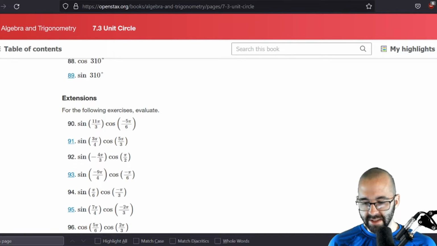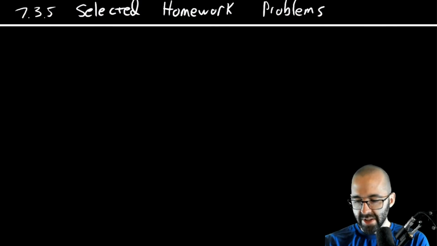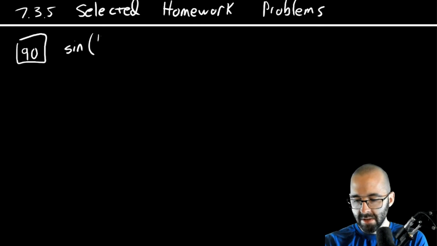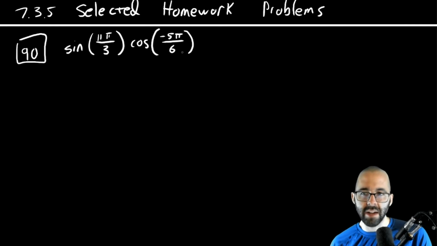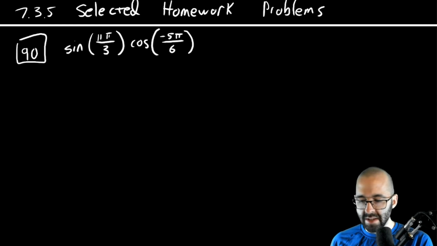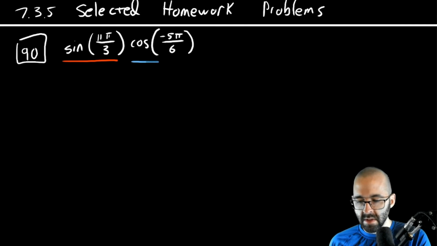For the following exercises, evaluate sine of 11 pi over 3 times cosine of negative 5 pi over 6. So that's going to be sine of 11 pi over 3 times the cosine of negative 5 pi over 6. And again, you could just type this into a calculator and get an approximate answer. But if you want an exact answer, it's a little bit more involved. So let's look at both of these separately. Okay, let's do this one in red and this one in blue.